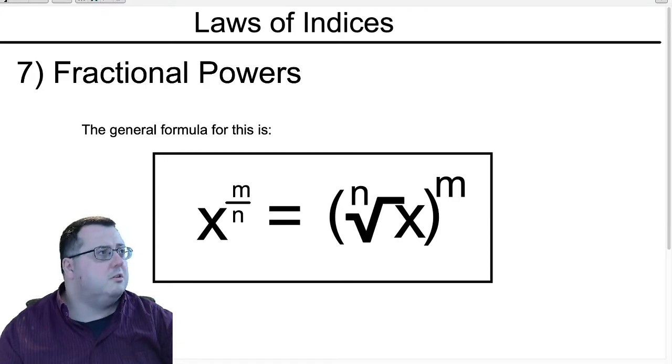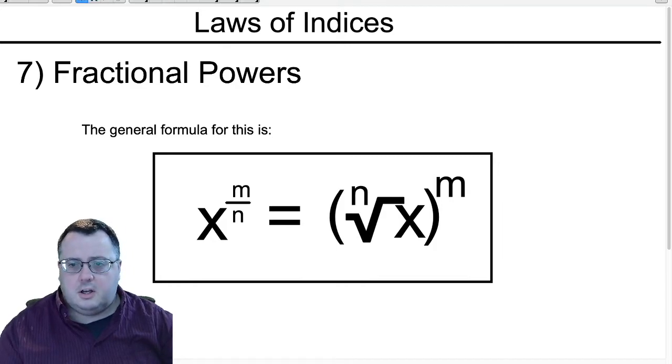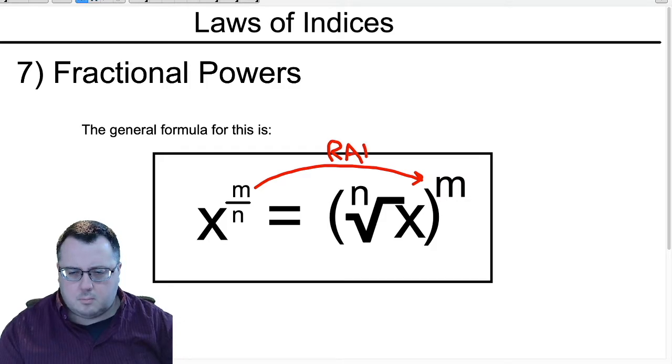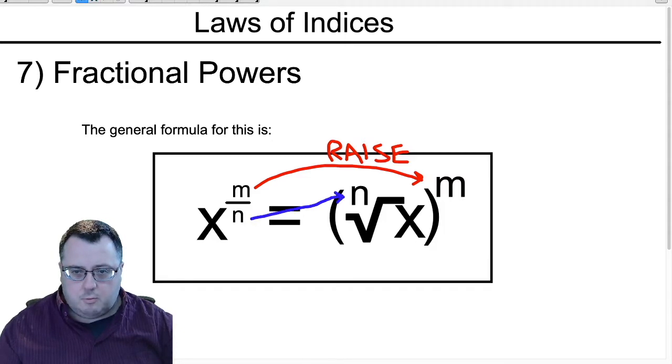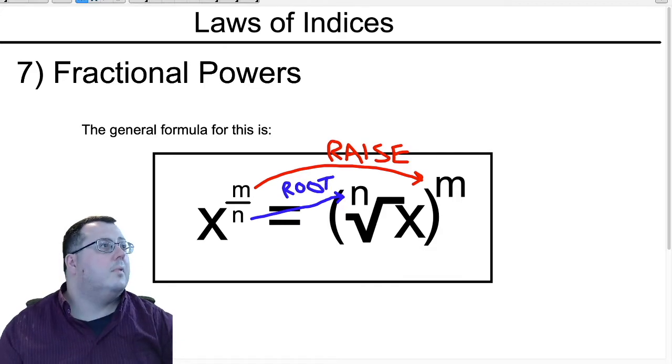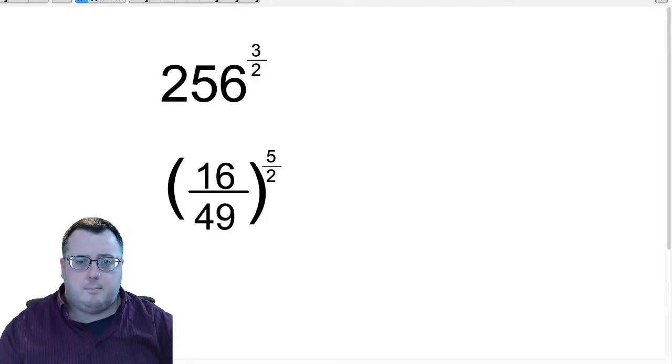The general formula looks like this, and to really spell it out for you on film, I'm going to show you that the M is what you raise, and the N is what you root. Okay, well worth knowing this formula. It's the most difficult one of the lot, I think, but we're going to go through some examples now.